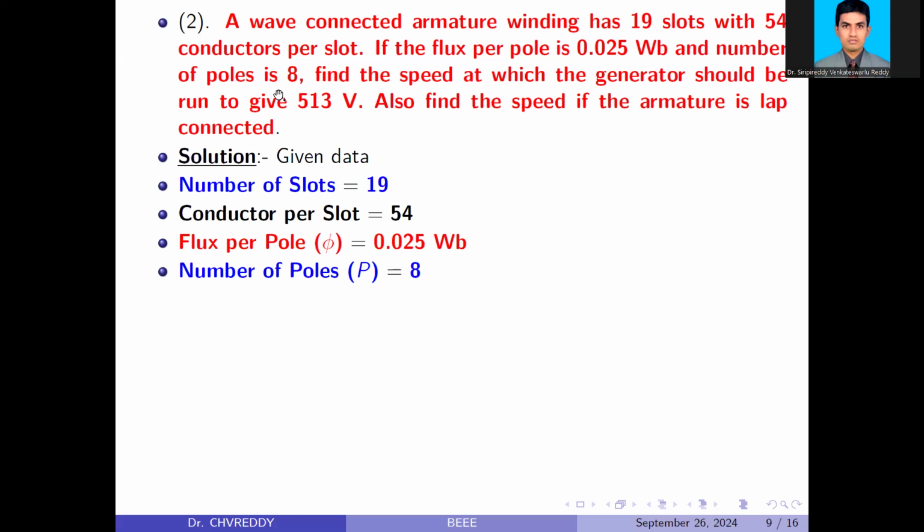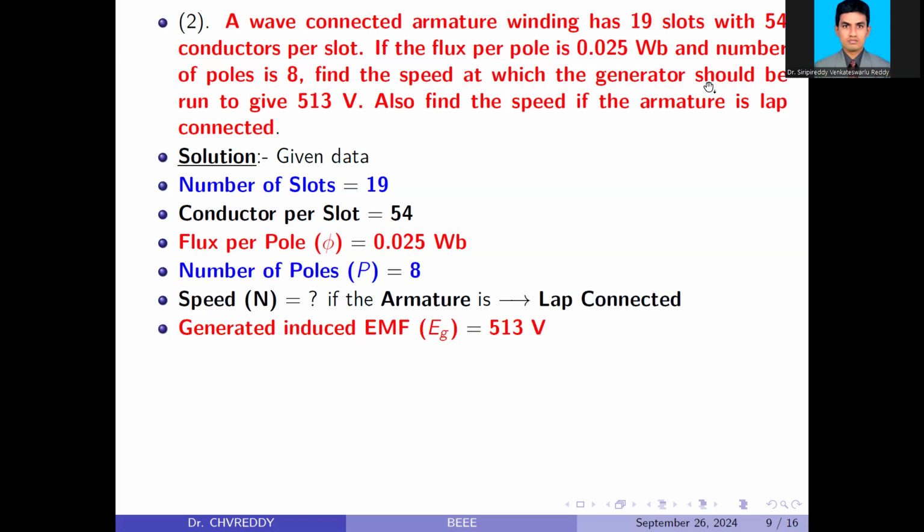And they are given the number of poles, P equal to 8. The next one, they're asking to find the speed, N equal to question mark. They're asking to find the speed if the armature is lap connected. During this condition, we need to calculate the speed.